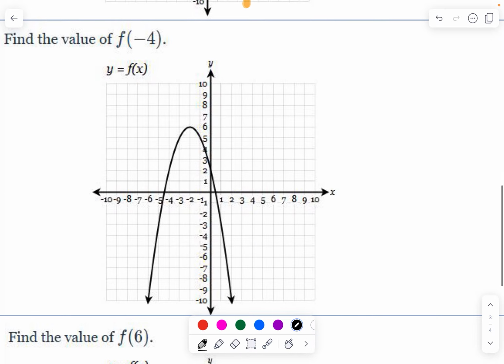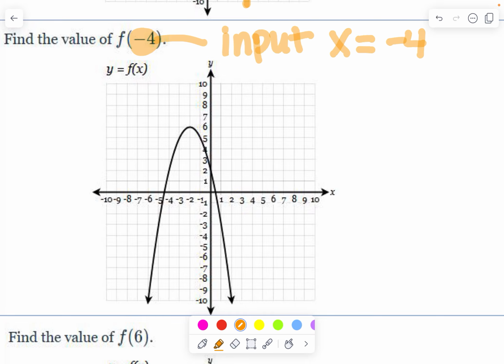Okay, here's our next example. We have a different graph. It's still called f of x, but here we want to find the value of f of -4. Again, when we have parentheses and a value in there, this means that we have an input, and we are inputting x equals -4. So again, we'll start at 0, 0, and this time, since x is negative, we're going to move to the left from the origin 4 units.